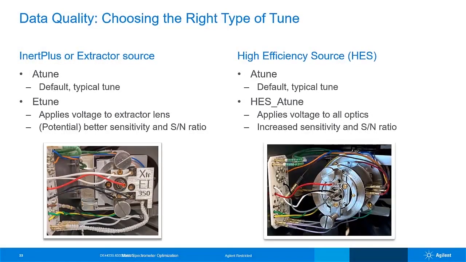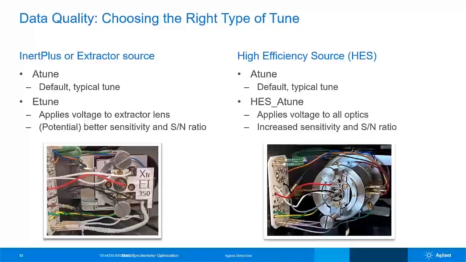Comparatively, there's also E-tune. Now when running and using E-tune, a voltage is applied to the extraction lens, and when tuning the mass spec, the voltage on this lens is optimized for the best transmission of ions. Generally, E-tune will have a higher signal since more ions are being pulled out of the source and sent to the quad, and may result in higher sensitivity and signal-to-noise ratio, but it's not guaranteed.